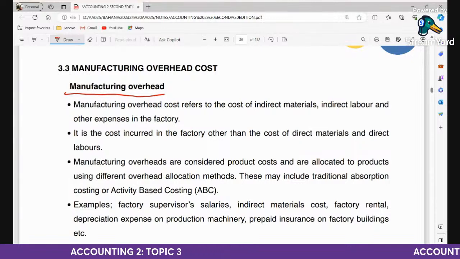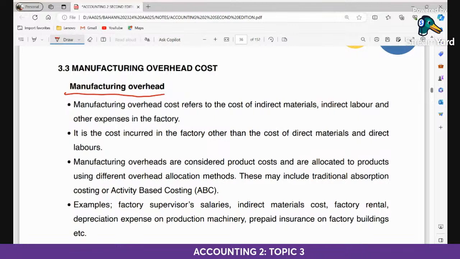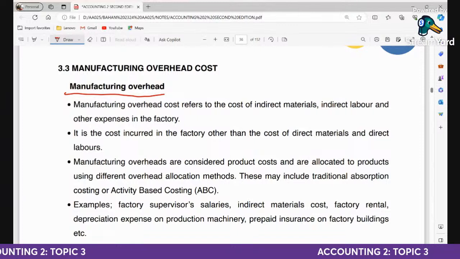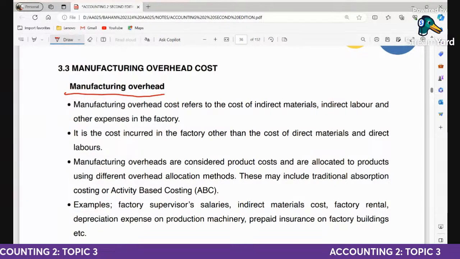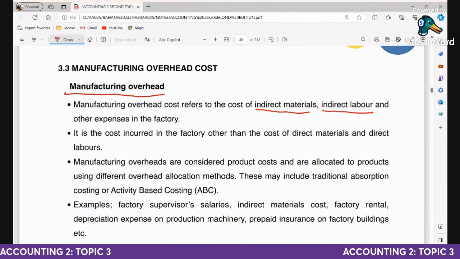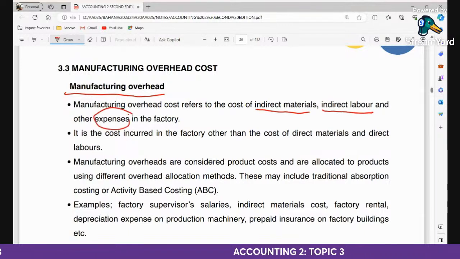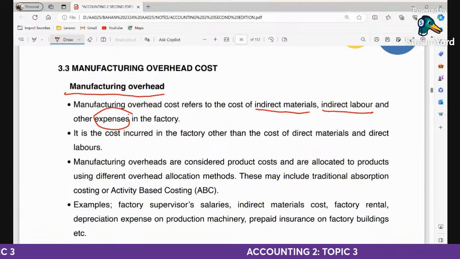Anything that is to be paid, in a form of cost or expenses in the manufacturing process, but cannot be included in your direct labor or your direct material, will automatically be in your manufacturing overhead. So apa item yang ada dalam manufacturing overhead? You have your indirect materials, indirect labor, and any other expenses that is related to the factory. Okay, the best part of this item, normally kalau dalam soalan, dia akan ada perkataan factory with the item.